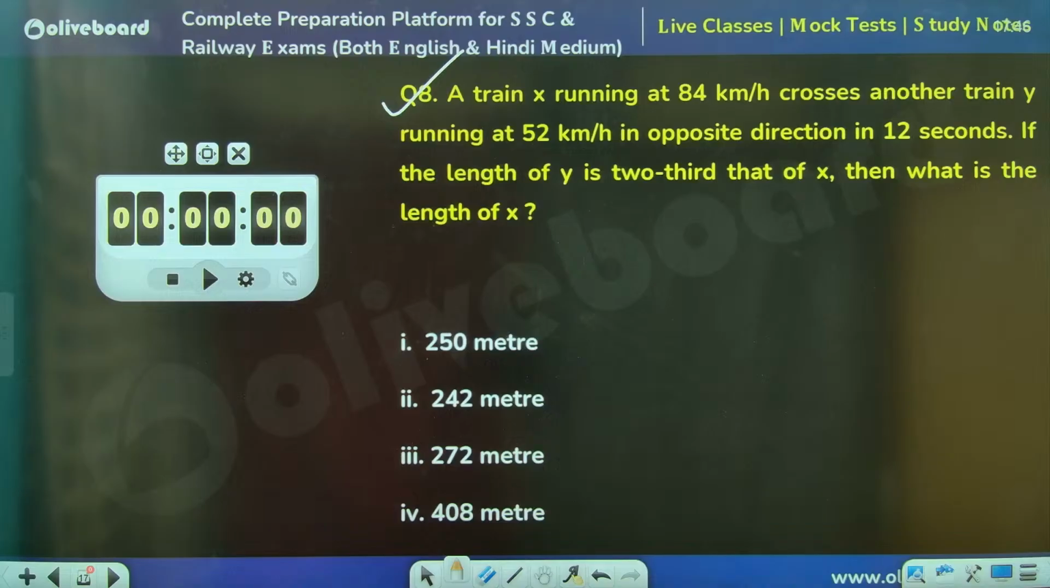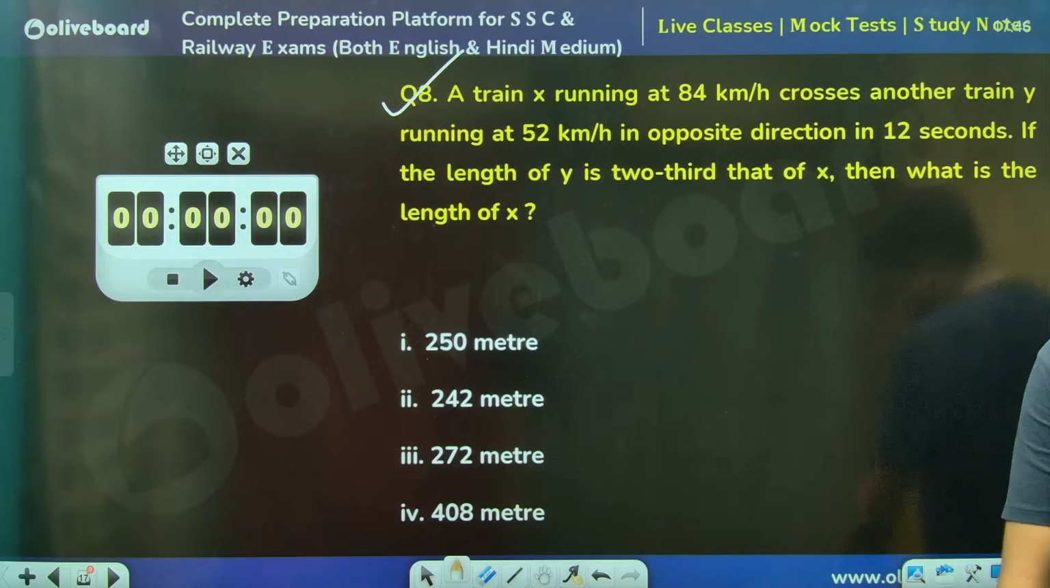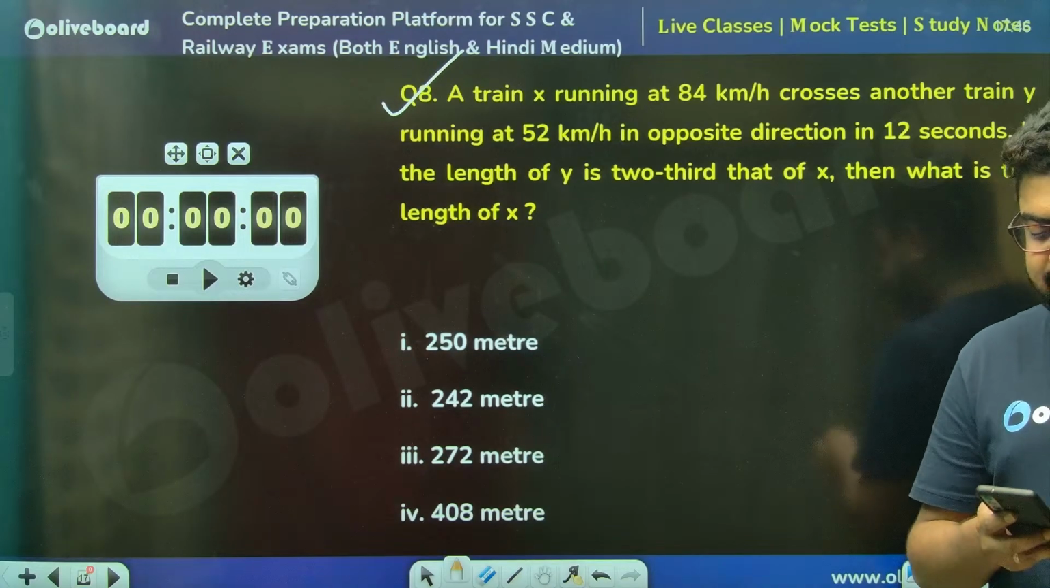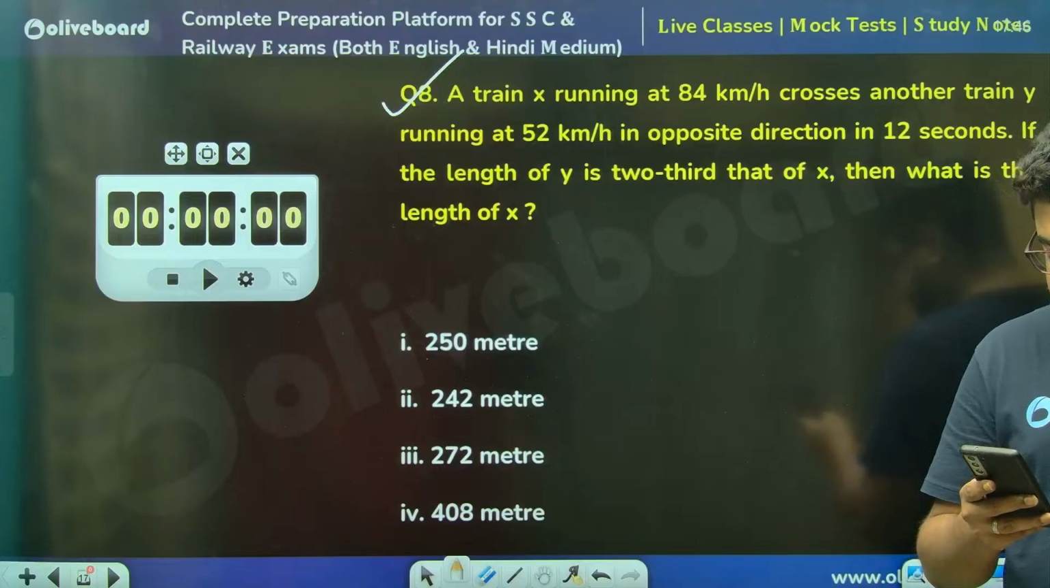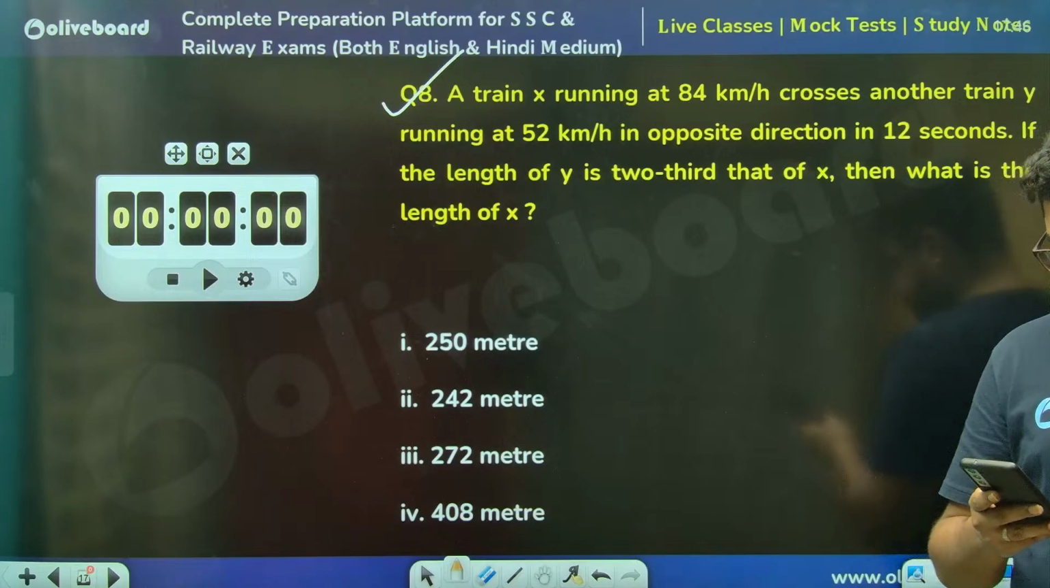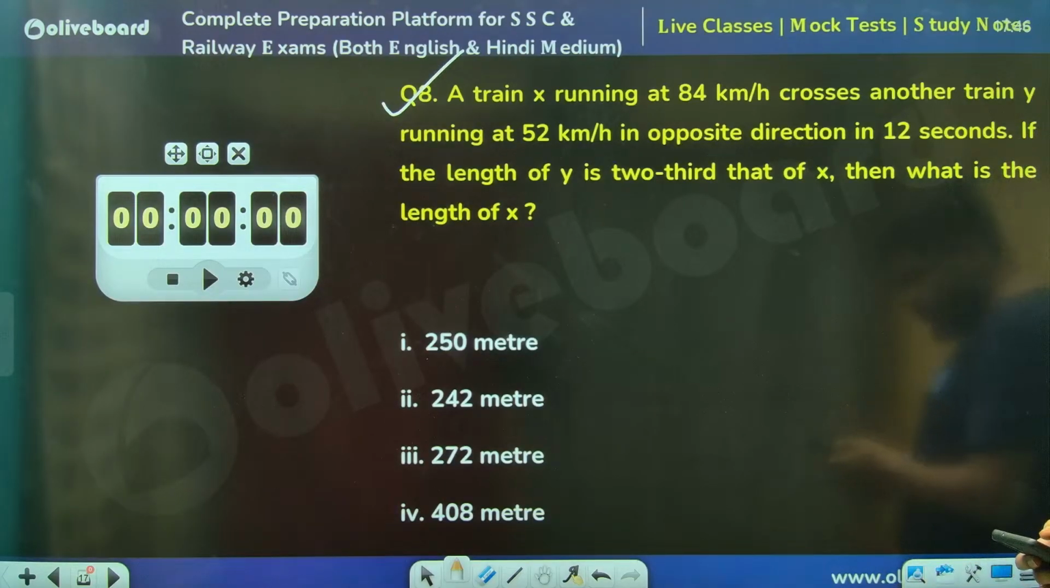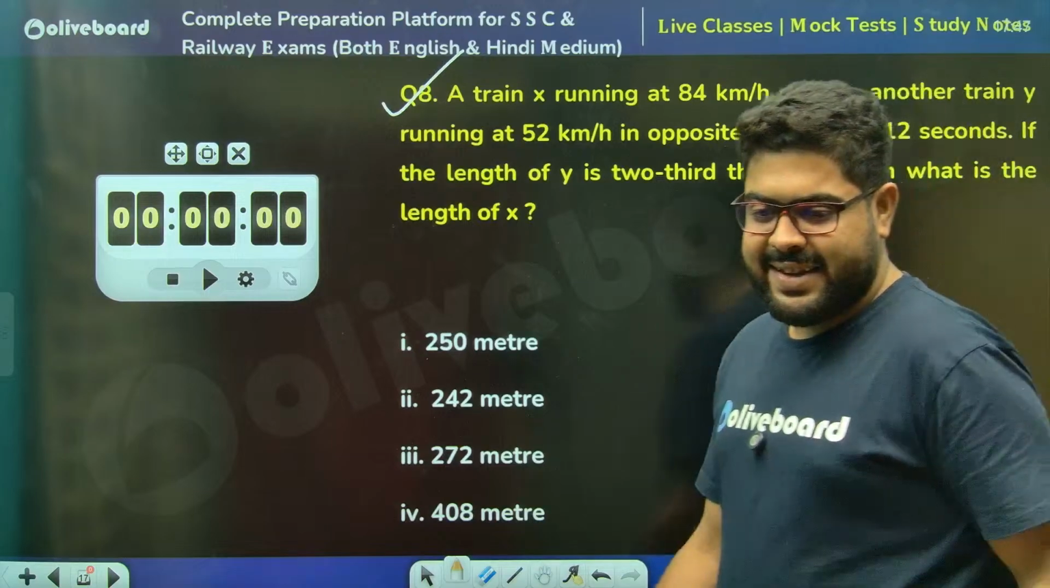Answers? No answers yet. Need answers, everyone, need answers, sir. Acha, Reena has given answer 3 and Shaik is saying 2. Let's see.